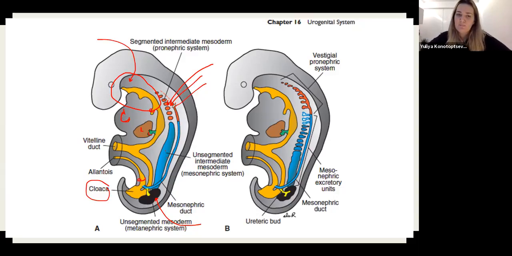So as soon as the pronephros disappear, mesonephros appear. And as you can see, they are also forming little tiny clusters. You can see that they're also having some kind of gatherings of intermediate mesodermal cells.